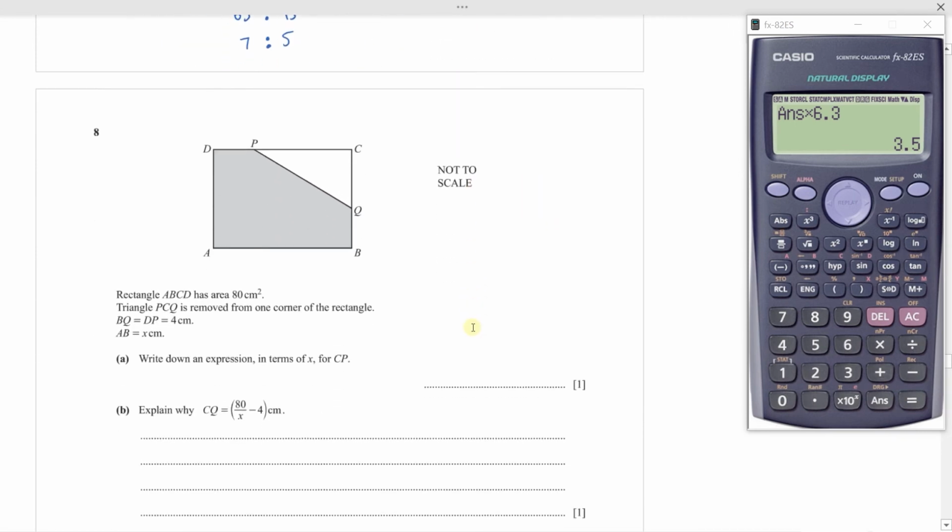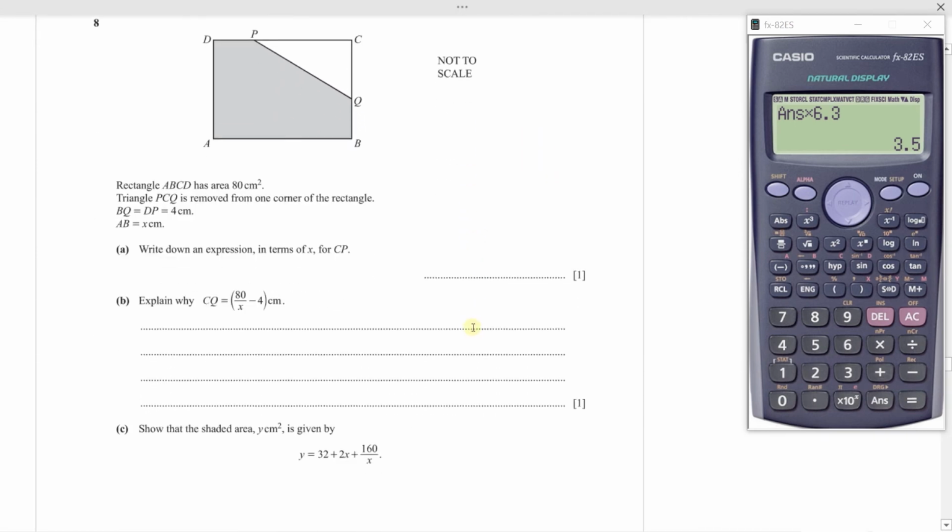Let's move on to the next question. Question number 8. A rectangle ABCD has area 80 centimeter square. Triangle PCQ is removed from one corner of the rectangle. BQ equals DP equals 4 centimeters. So this is 4, BQ, and this DP is 4 centimeters as well. And this full length AB is X centimeter.